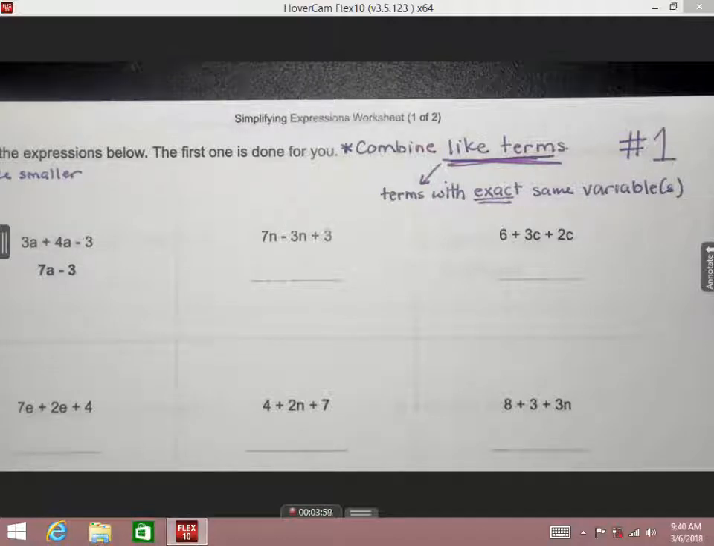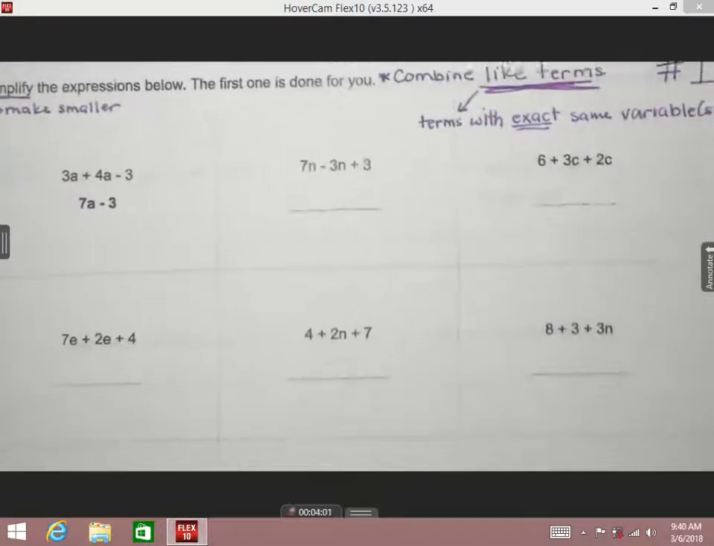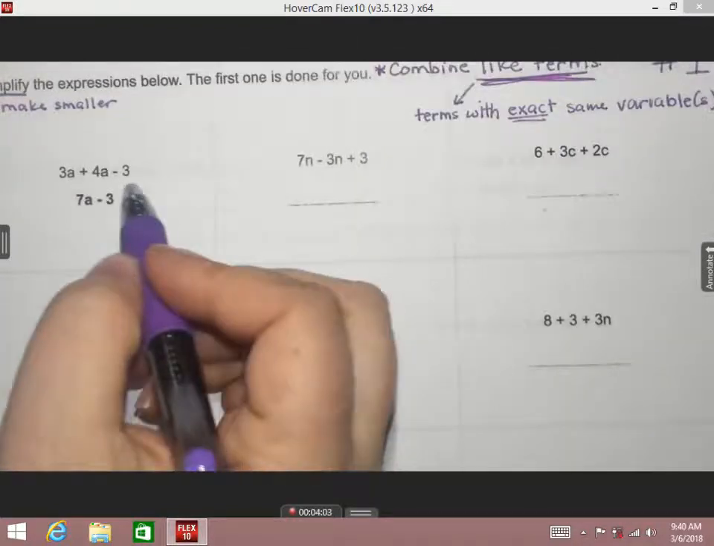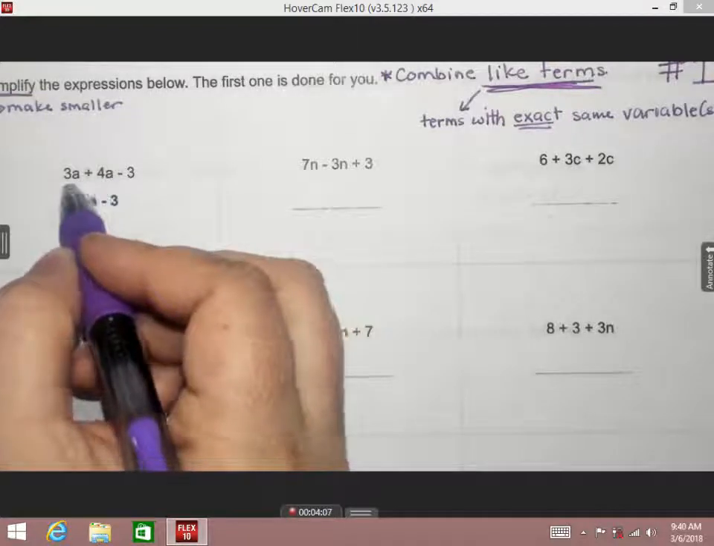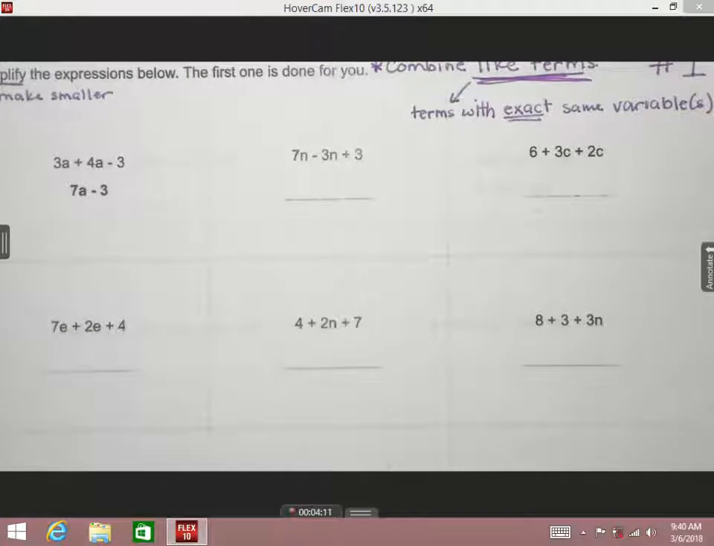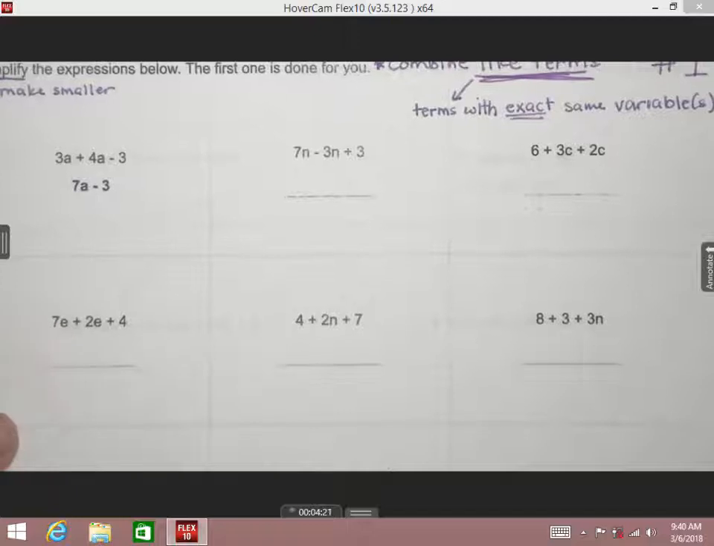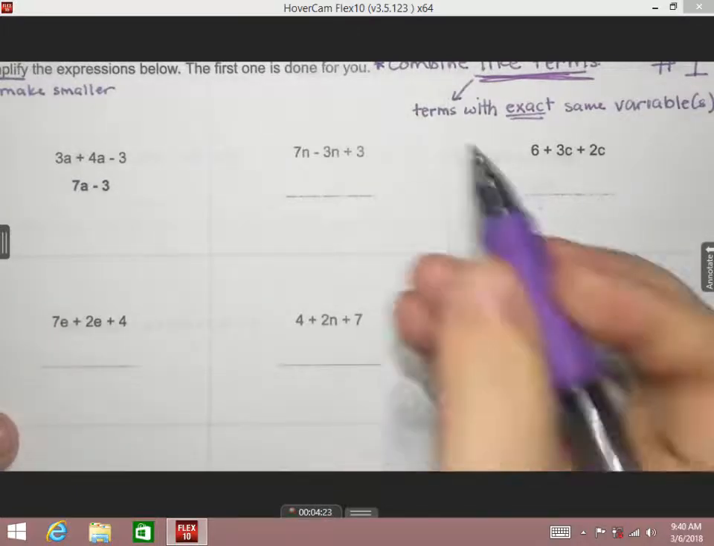All right, so if we look at number 1, they had 3a plus 4a minus 3. The 3 and the 4 both had an a, so we added those together and got 7a. Was there anything to combine with the 3? No. All right, we're going to do a few of these together. You'll have plenty of time to get everything done in class, so if you'll please bear with me, don't work ahead, just because there are some key things. The first ones are pretty straightforward.